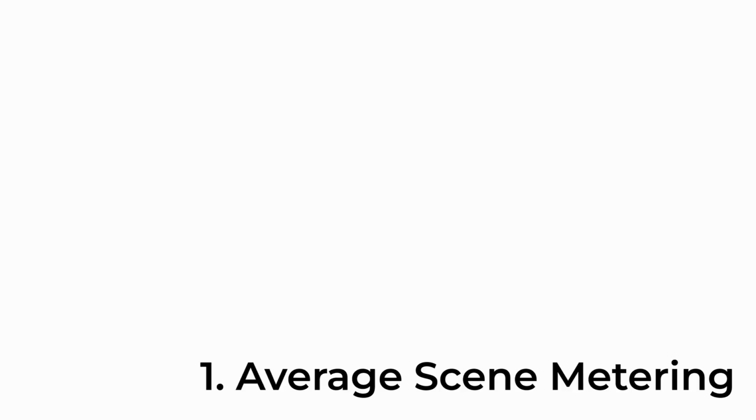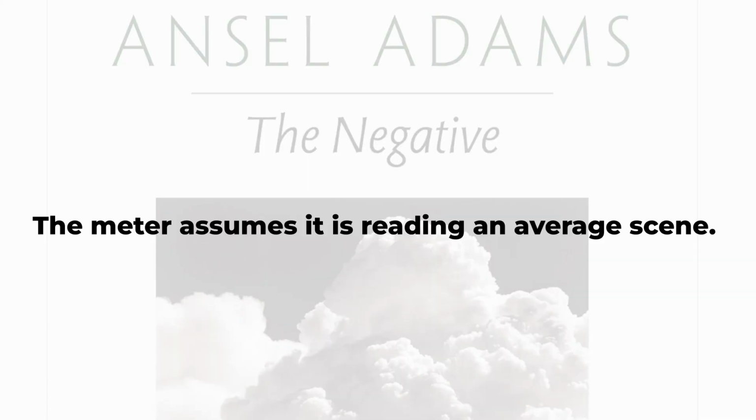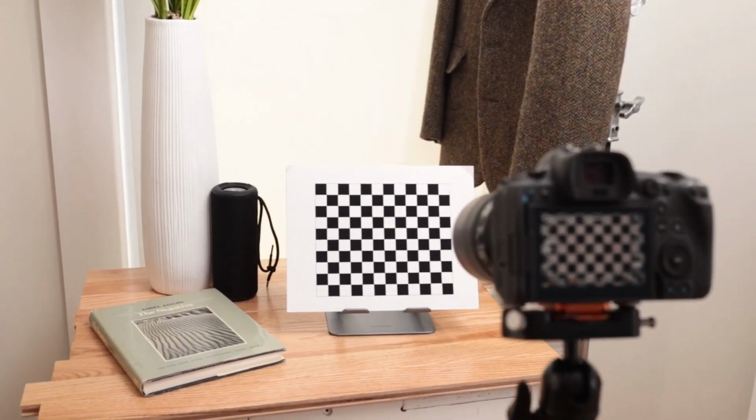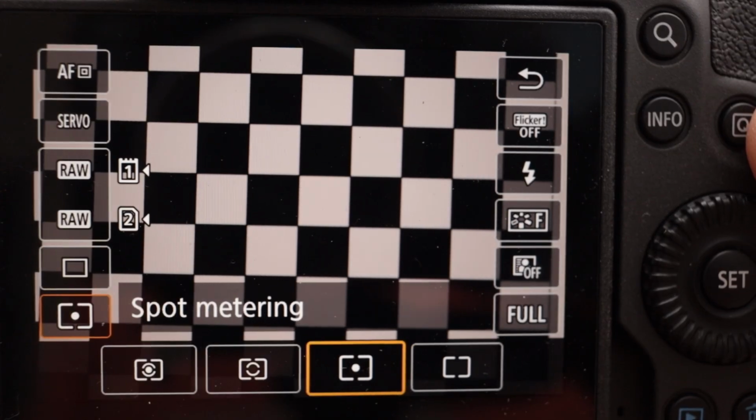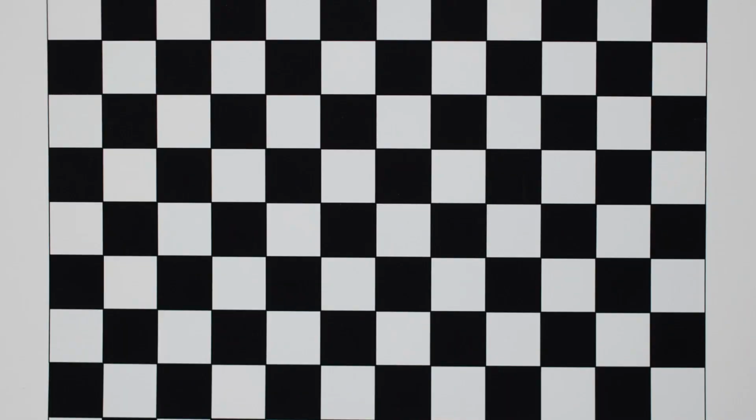Every digital camera or phone has a built-in exposure meter, and it reads the light that's reflected off an object. Ansel says the meter assumes it's reading an average scene. But what does that mean? Let's use Ansel's example of a checkerboard. If we've got an equal number of light and dark squares, and we use the default evaluative metering mode, we get an average exposure that looks about right.